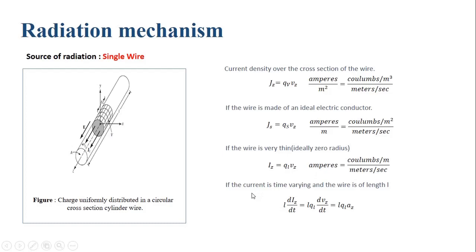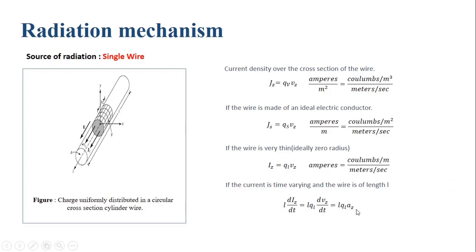Now, if the current is time varying, then the derivative of current can be written as l dIz by dt equal to l QL dVz by dt. So here dVz by dt can be termed as acceleration, is it right? Which is expressed in meter per second square. So l dIz by dt is equal to l QL into az.